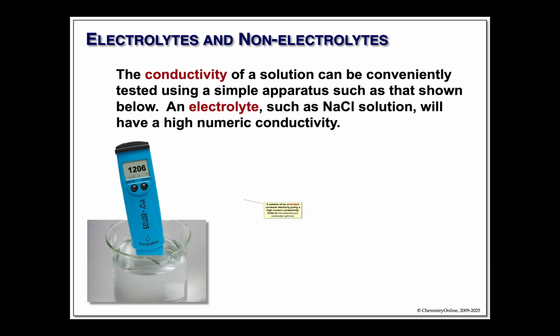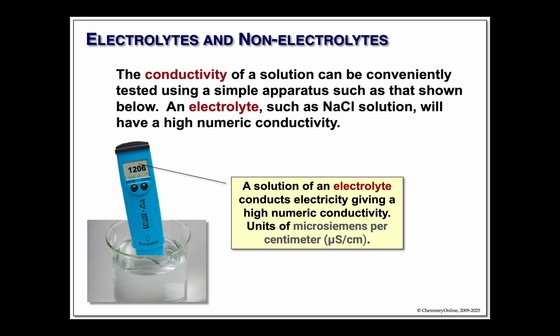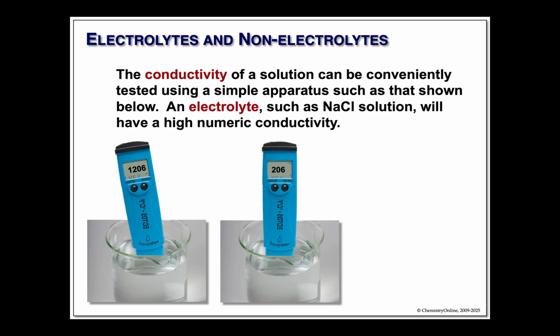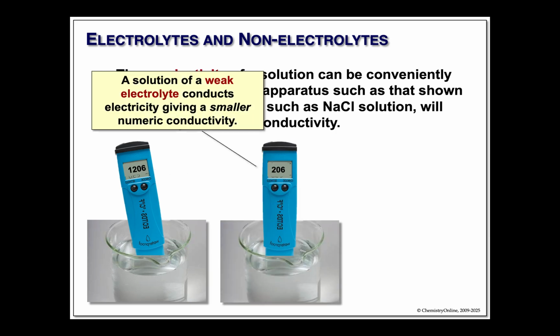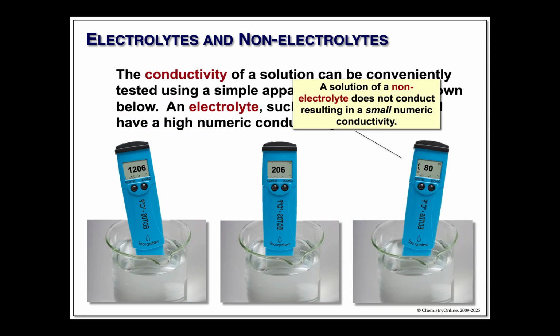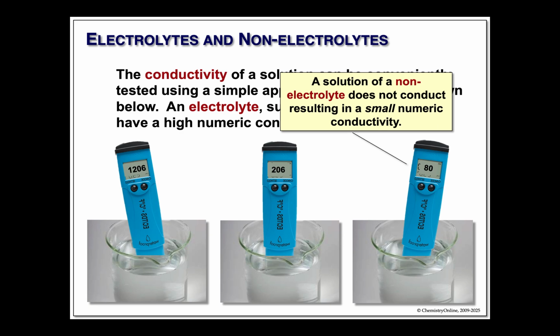These days, in the lab that we do here occasionally, we don't use things like this. We have this cute little probe that you stick in, and it gives you a number for the conductivity. For an electrolyte, you get a big number. For a weak electrolyte, you get a smaller number. And if you have something like pure water, you don't get 0, you get a smaller number than you do for a non-electrolyte. And again, we will talk about why this happens next chapter.